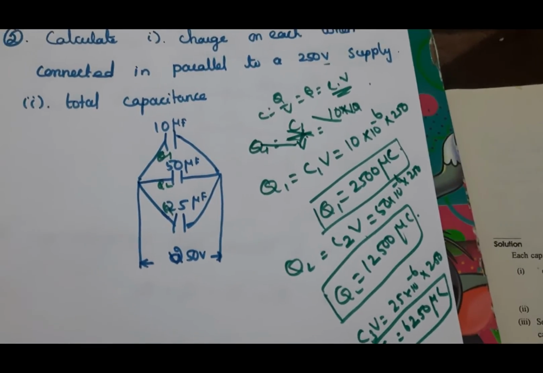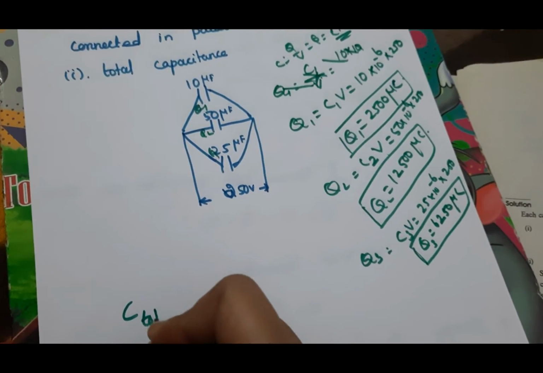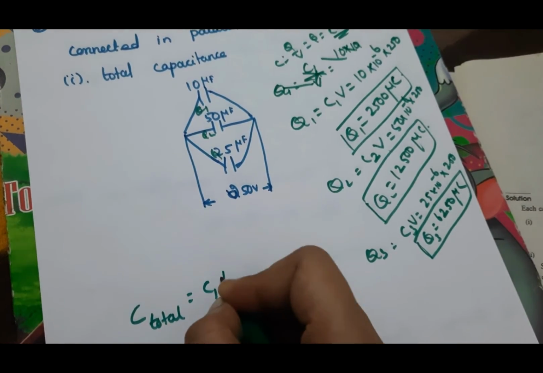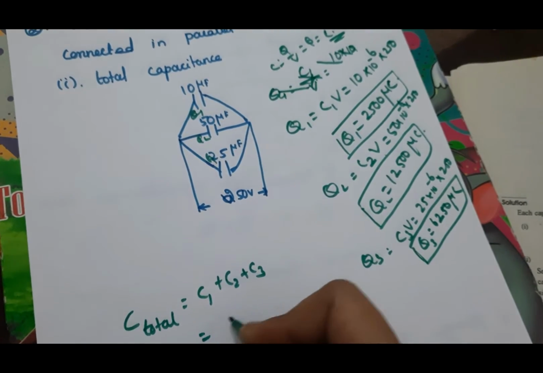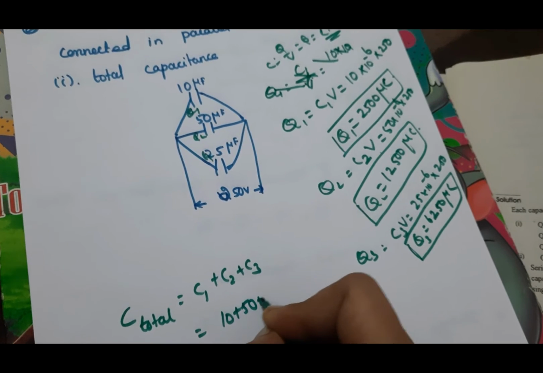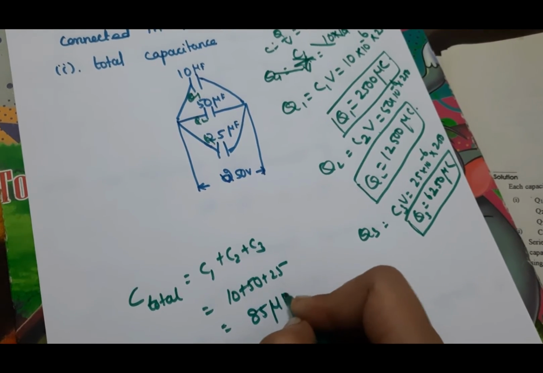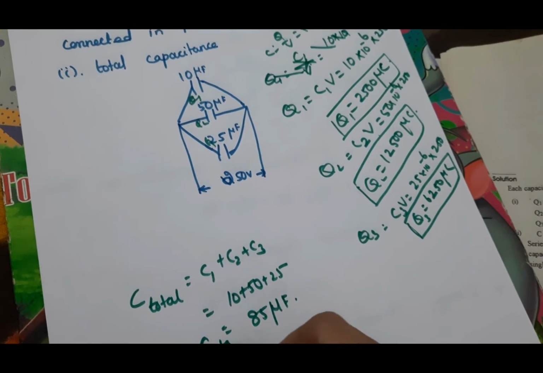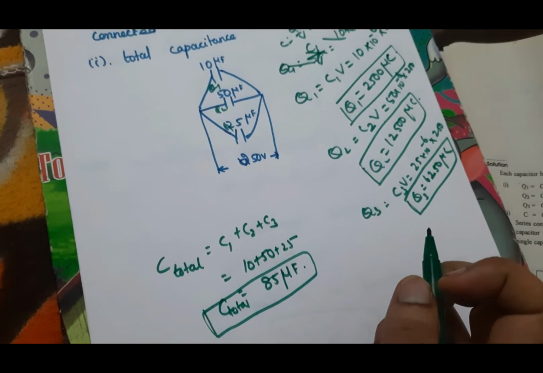Next we have to find the total capacitance. For the parallel connection, the total capacitance is C1 plus C2 plus C3. Just add all three values, that is 10 plus 50 plus 25, which is 85 microfarad. So the total capacitance here is 85 microfarad.